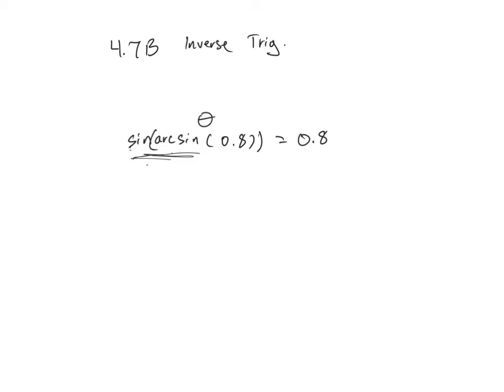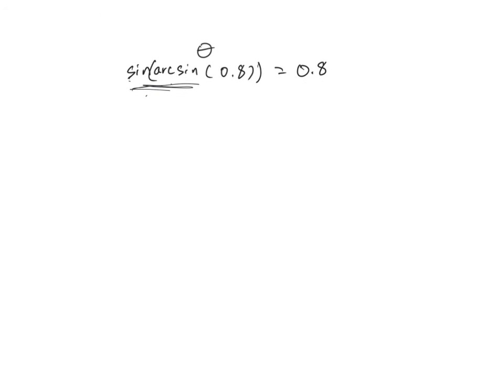However, we have to be careful when we deal with negatives. With positives, it's always going to go back to the original. However, with negatives, that may not be so sure. So let's try an example here. Let's say we have the cosine of the arc sine of negative root 2.